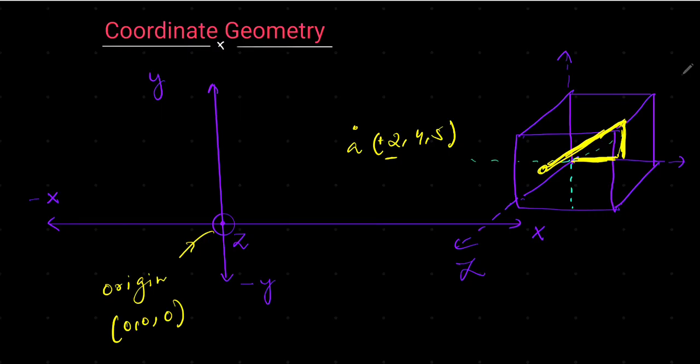So from now onwards, keep in mind the basic idea behind writing the coordinates. If you are writing the coordinates of point A as 2 comma 4 comma 5, you must understand that when you start moving from the origin, you move parallel to the x-axis 2 units, then parallel to the y-axis 4 units, and then parallel to the z-axis 5 units, and you will reach point A.